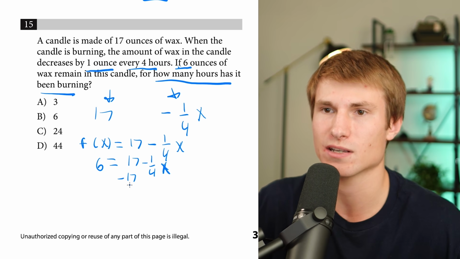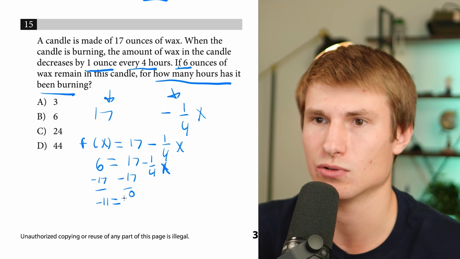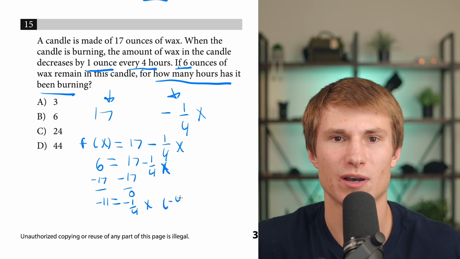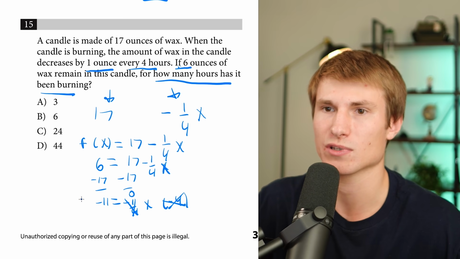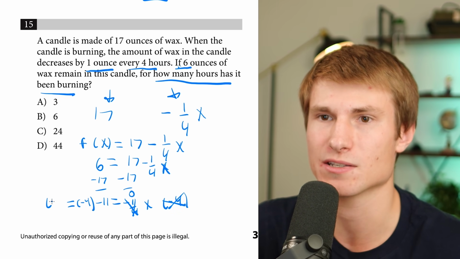We'll go ahead and subtract 17 from both sides. That's going to end up giving us negative 11 is equal to negative 1/4 x. From there, we will multiply both sides by negative 4 in order to get rid of this minus 1/4. Negative 4 times negative 11 is going to give us positive 44 is equal to x, so our answer will be 44.